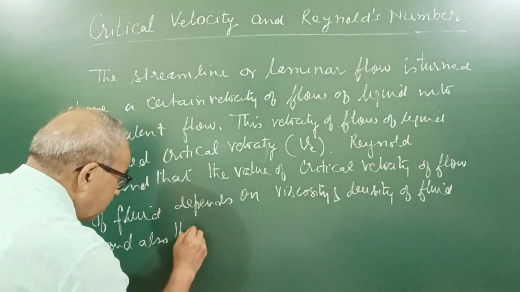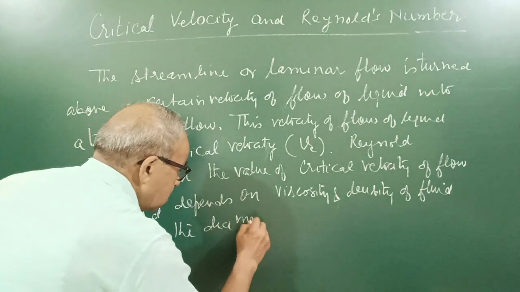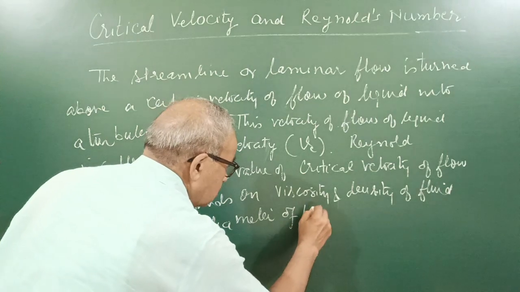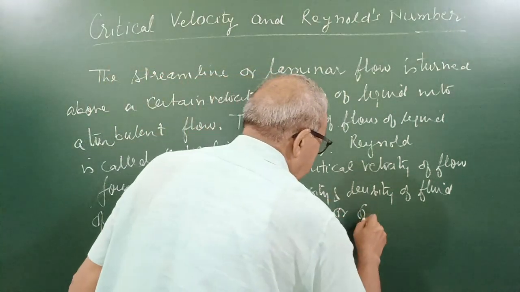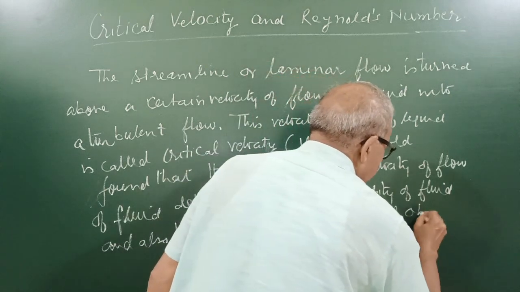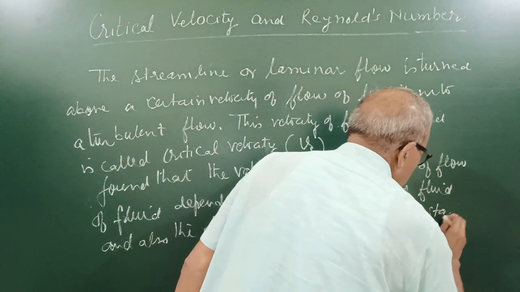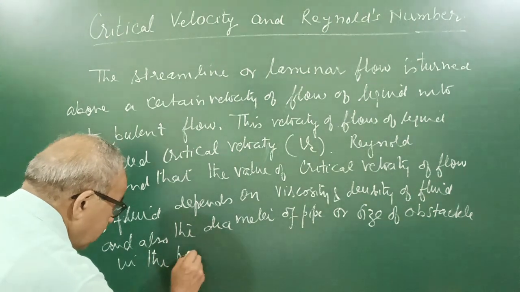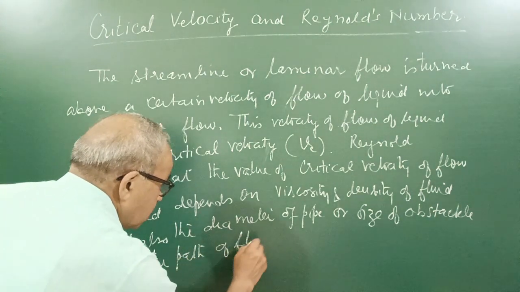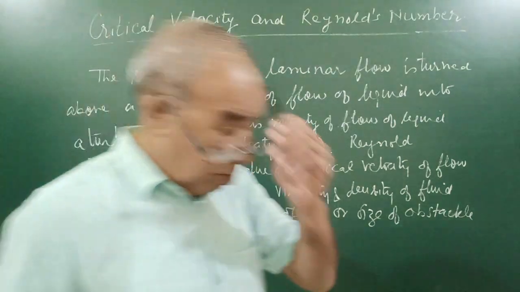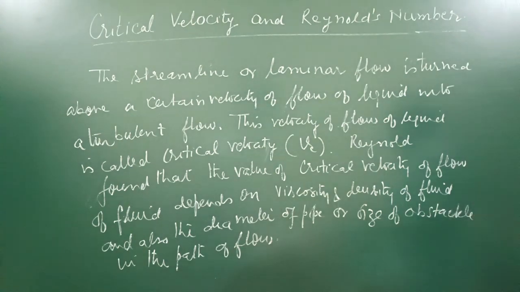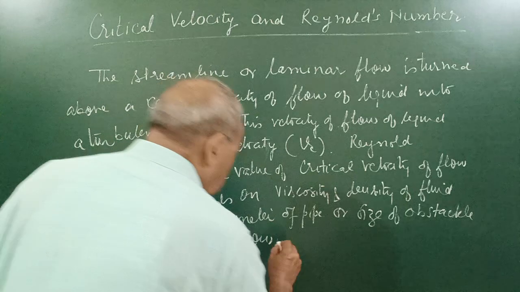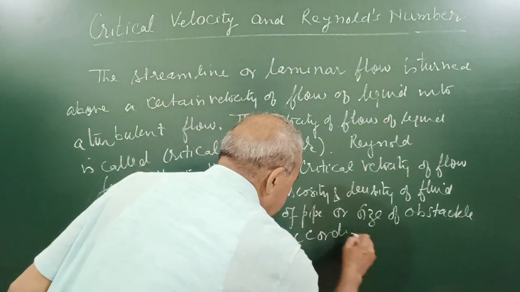And also on the diameter of pipe or size of obstacle in the path of flow. Like some stone is lying in the river and water is flowing over that, then the value could depend on the size of that, according to the relation.